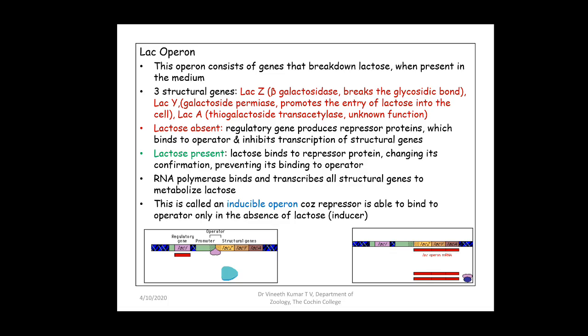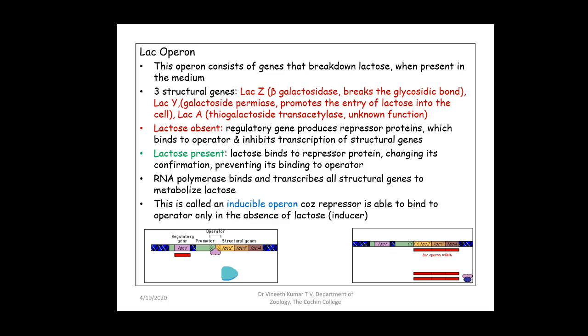Coming to the second situation, when lactose is present. When lactose is present in the cell, it acts as what we earlier called an inducer. Lactose is an example of an inducer. What lactose does here is bind to the repressor. When lactose enters the cell, it moves and binds to the repressor proteins present inside the bacterial cell.